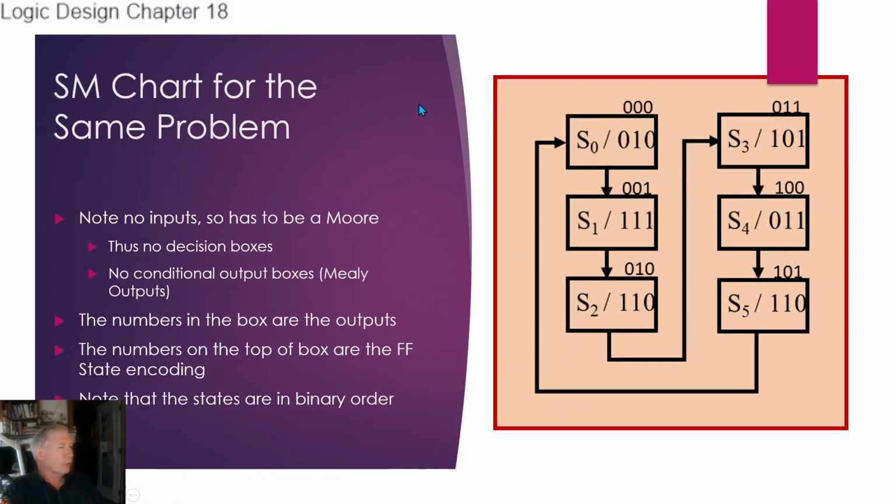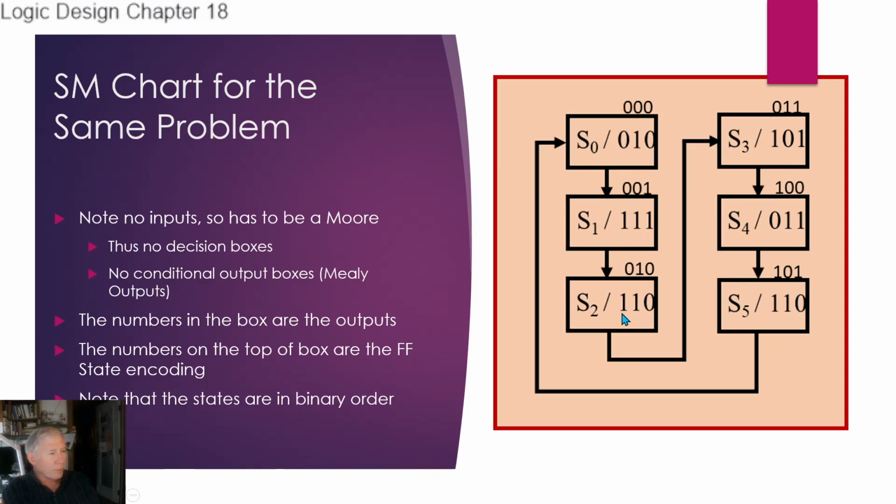So if we do an SM chart for this problem, we're just going to go S0, S1, S2, S3, S4, S5, and back to S0. Remember, this does not have an input. So since it does not have an input, then we only have one path. We only have to account for one path out of every one of our states. And we only have state boxes because we have no input, so there's no conditional, there's no decision boxes. And since our outputs are associated with our states, the output in S0 would be 0, 1, 0. The output in S1 would be 1, 1, 1, and so forth.